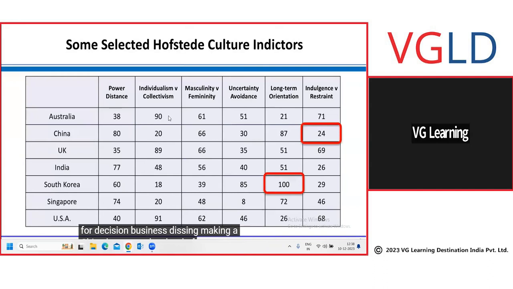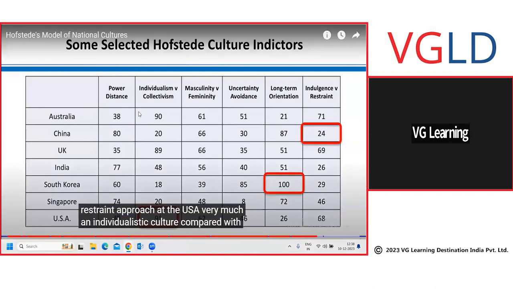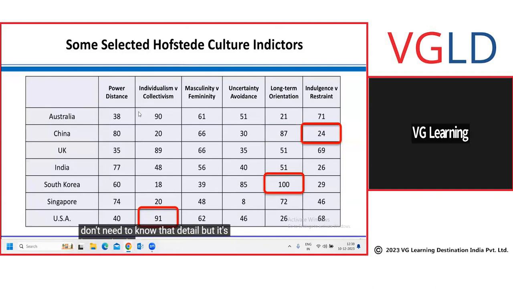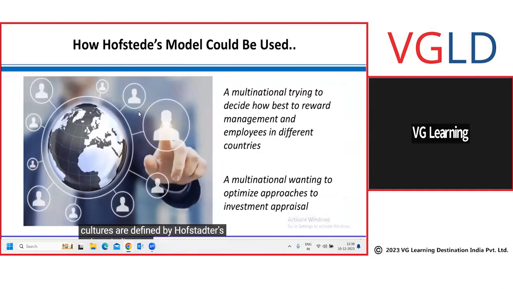China has a very low level of indulgence, much more likely to want to take a restraint approach. The USA, very much an individualistic culture compared with an emphasis on team. But as I say, you don't need to know that detail, but it's interesting in terms of how different countries and therefore different cultures are defined by Hofstede's culture indicators.